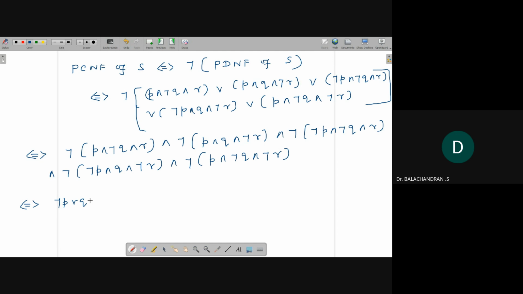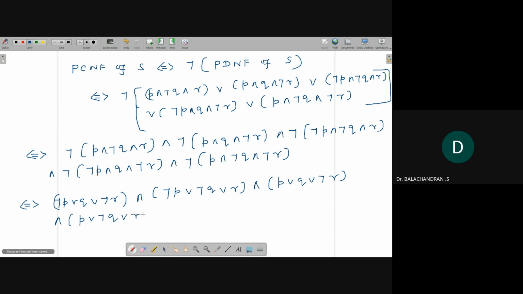So here R or negation R, and negation P or negation Q or R, and then P or Q or R or negation R, and then P or negation Q or R, and the last term negation P or Q or R. So this is the PCNF of S.